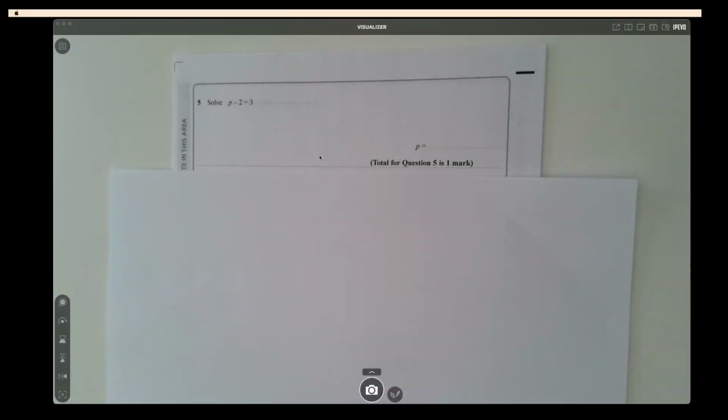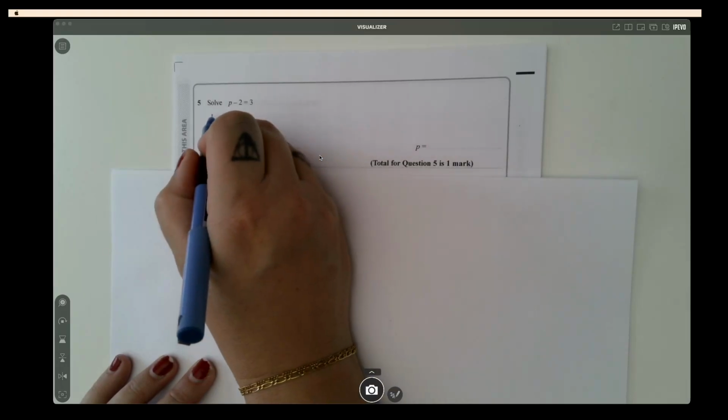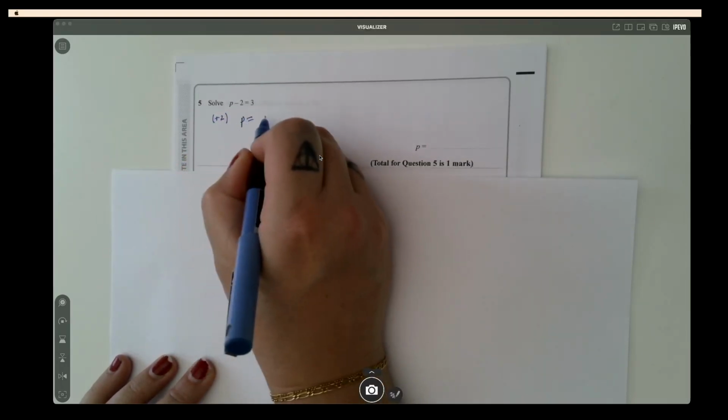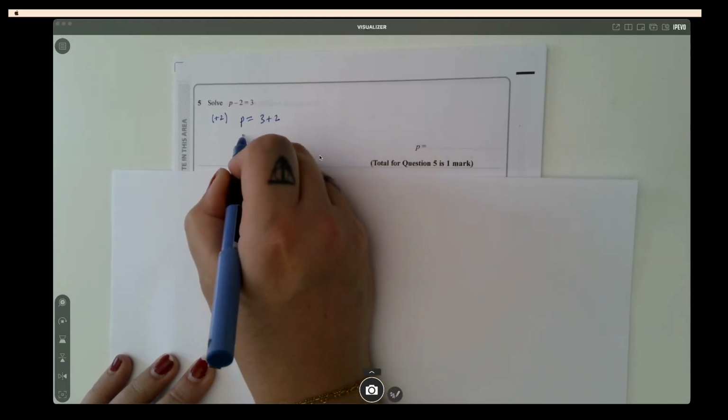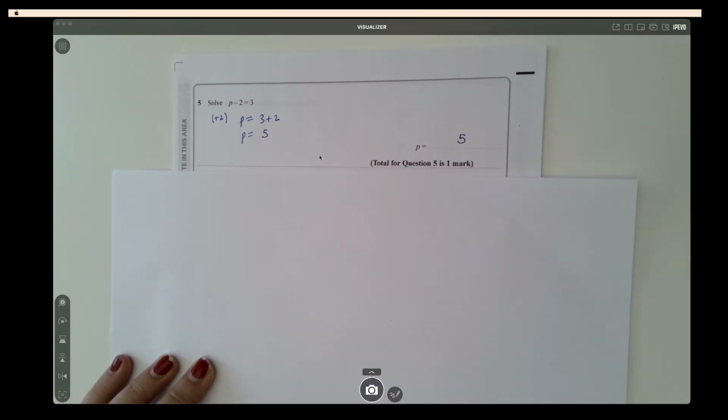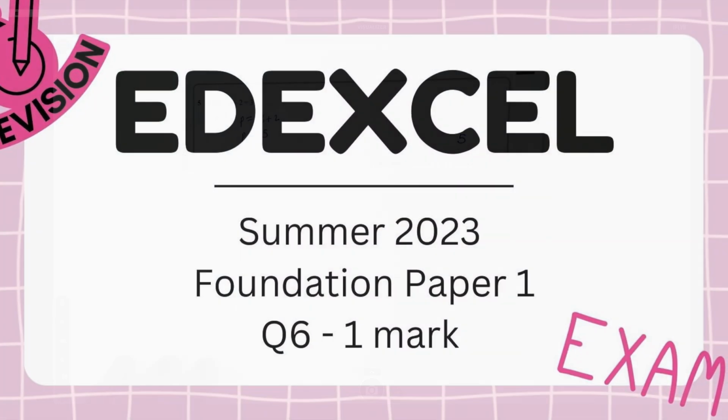Question 5. Solve p subtract 2 equals 3. The inverse of subtracting 2 is to add 2. So p equals 3 plus 2. 3 plus 2 is 5. So p equals 5 goes on the answer line.